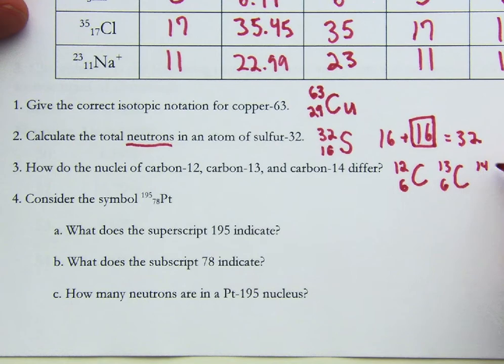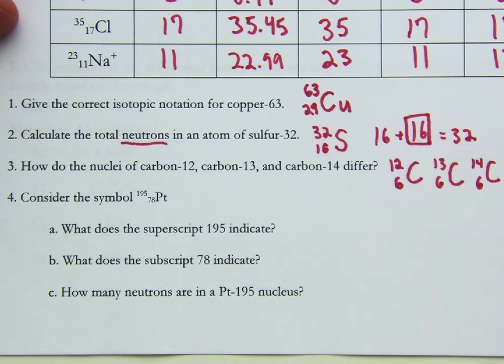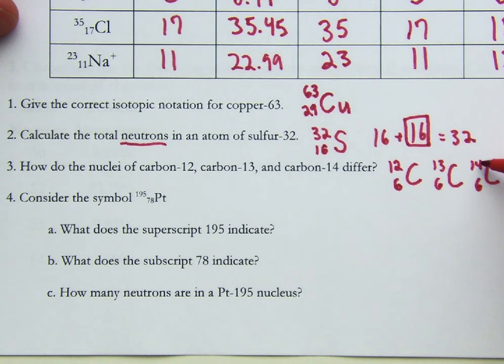And then carbon-14 has 6 protons and 8 neutrons. So they're all carbon. All of these nuclei have 6 protons in them, but they differ by how many neutrons they have. This has 6 neutrons, this has 7 neutrons, this has 8 neutrons. These are called isotopes. They're different isotopes of the same element. They're all carbon atoms, but they have different masses because they have a different number of neutrons.